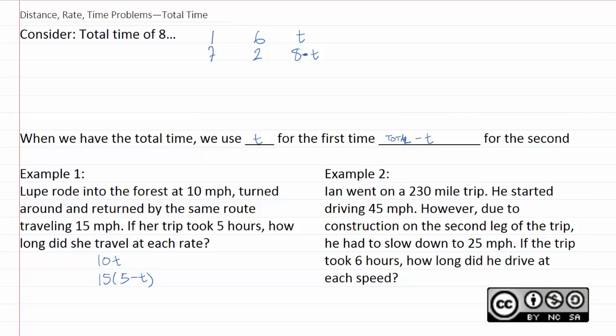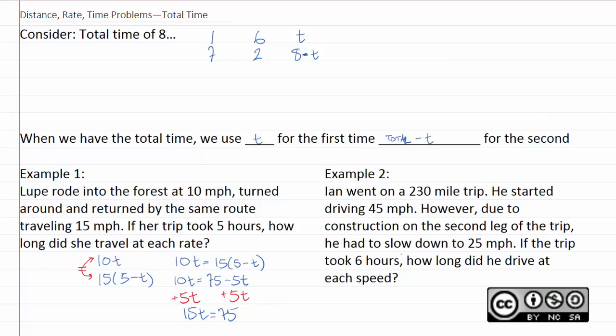And the thing is that we know that she's making a trip out, she's making a trip back, so we know these two distances have to be equal to each other. And so we have 10t equals 15 times 5 minus t. We simply solve this and we're all set. We'll use the distributive property. 10t equals 75 minus 5t. I can simply add 5t to both sides here. That gives me 15t equals 75.